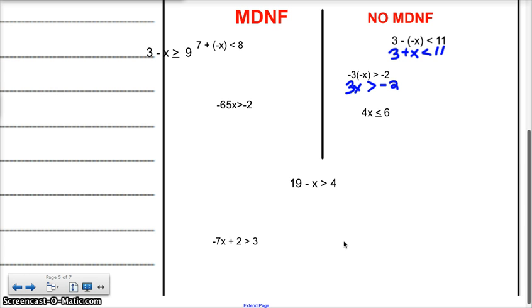MDNF or no MDNF? Yeah, because the negative's to the left. It's actually -1. Madison, you're so good at this. MDNF or no MDNF? Yeah.